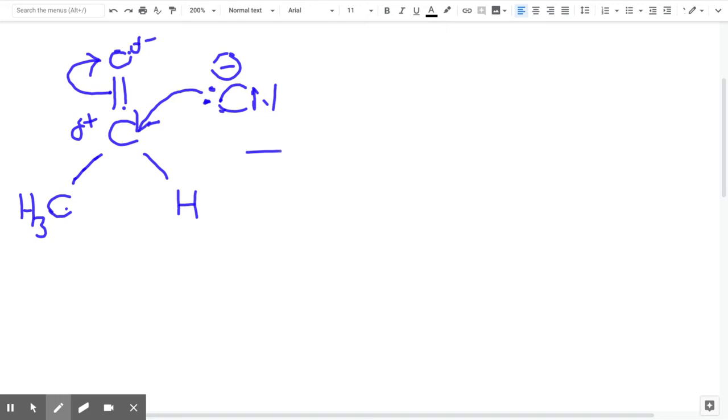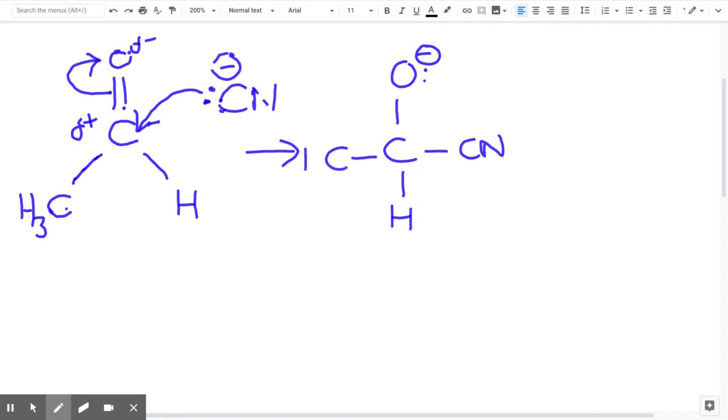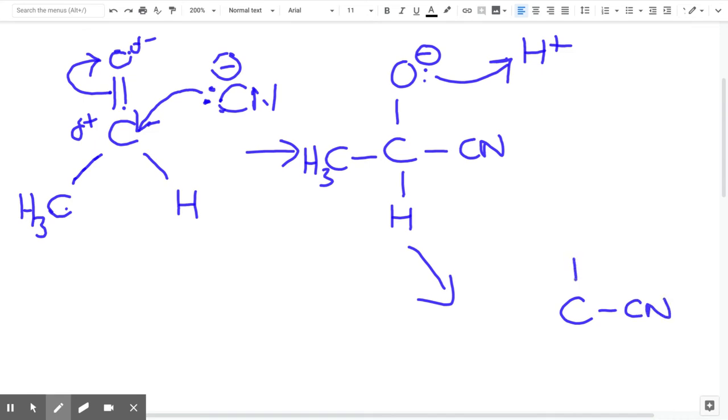And what that then does is opens up the molecule to create the O- there, which is now attached to the nitrile with our hydrogen and our methyl group. This can then, as in the previous generic example, pick up a proton from somewhere, and this then creates the product, which is your 2-hydroxy propionitrile molecule.